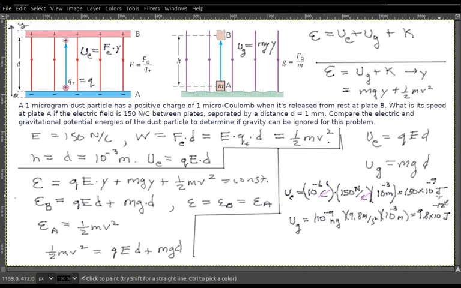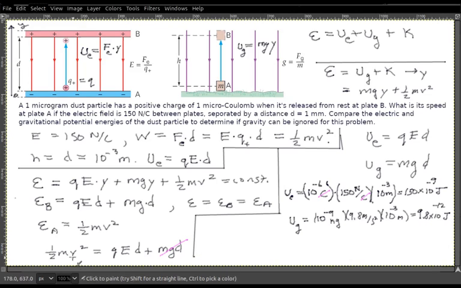So what's that? That's like 4 orders of magnitude smaller than this. So can we ignore gravity when it's 4 orders of magnitude smaller? I would say we absolutely can, and that's typically the case when we're talking about charged particles. So now our job will just be to find out how fast it's going from right here. So we're going to be ignoring that term.